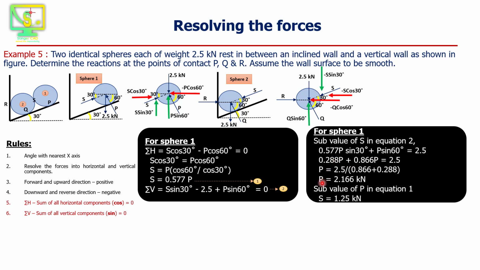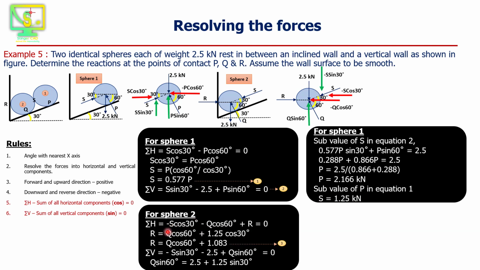If we solve this, we will get the value of P, which is 2.166 kN, and substitute this value of P in equation 1. S is equal to 0.577 into 2.166. We get the value of S, which is equal to 1.25 kN. Now we have to follow the same procedure for sphere 2.